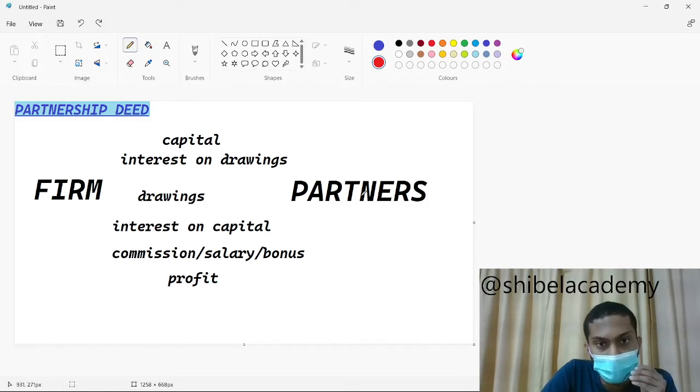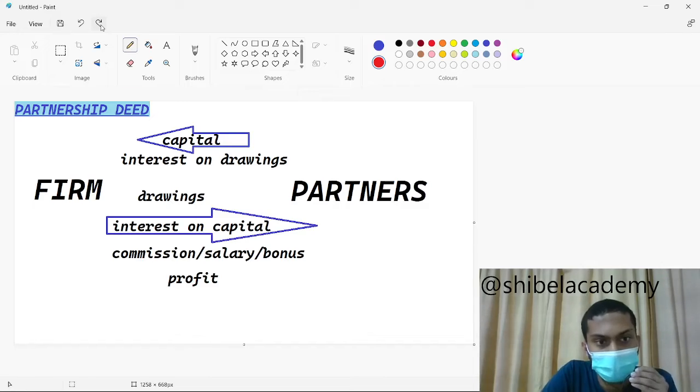Partnership deed, there's partners and there's a firm. So when the partners are starting the firm, they invest capital. So capital goes from partners to firm. So let's say I invest 500 as the capital, I get like 20 rupees as the interest. This will not stay in the firm, rather it will be given back to the partners by the firm. So interest on capital goes back to the partners, whereas the capital goes from partners to the firm.